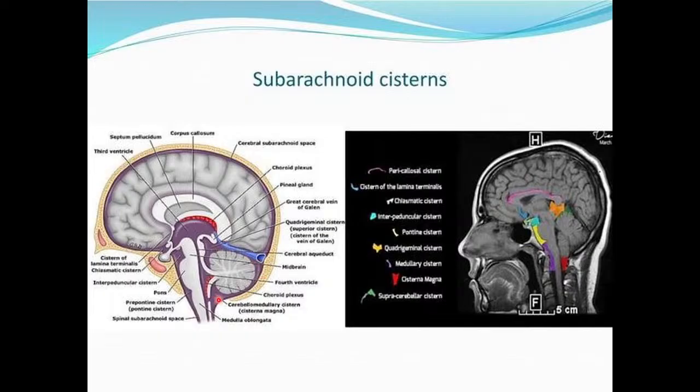Cisterns are fluid-filled spaces which are divided by membranes and have a specific opening. So, cisterns are arranged in the subarachnoid plane like a packet of bread. They align side by side but have a specific opening, so the CSF can flow from one compartment to another compartment.